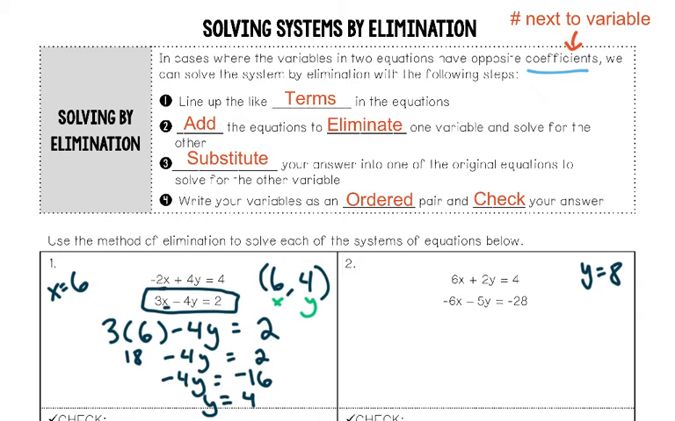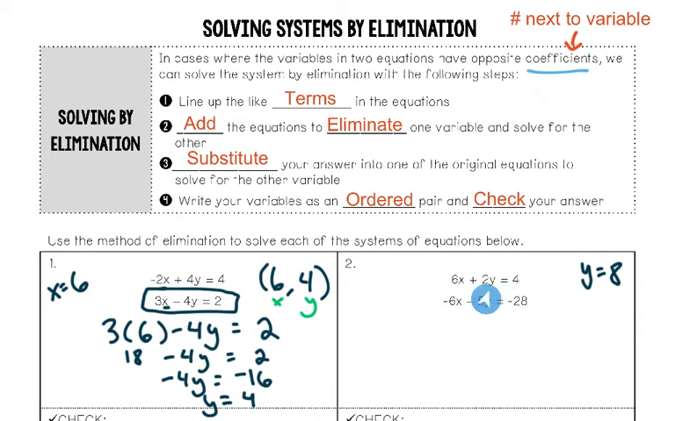Now that I know that y equals 8, I'm just going to put the information over to the side here, and I need to solve for the x. So step 3 is to substitute my answer for y equals 8 into one of the original equations. It doesn't matter which one you pick. I like to pick the one with all the positive numbers because I like positives more than negatives. I think that's easier. So I just picked 6x plus 2y equals 4.